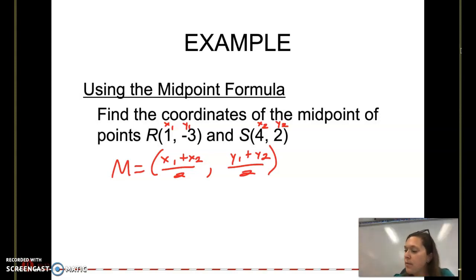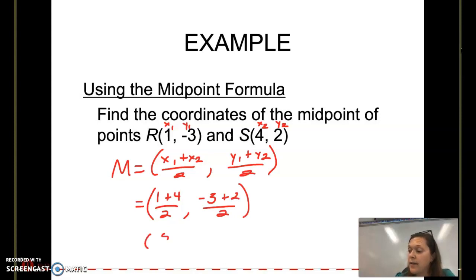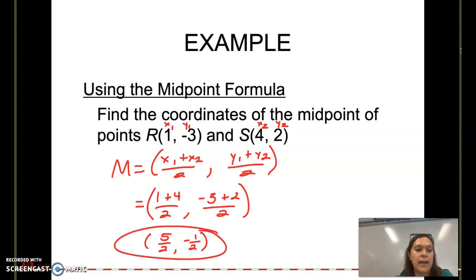Okay, so now when I plug it in, x sub 1 is 1. X sub 2 is 4. Cut that in half. Do the same thing for your y. Negative 3 plus 2, cut in half. 1 plus 4 is 5. 5 cut in half. Just leave it as 5 halves. Negative 3 plus 2 is negative 1. Cut in half is negative 1 half. I like fractions for my answers, so you can just leave it as is. Midpoint formula.